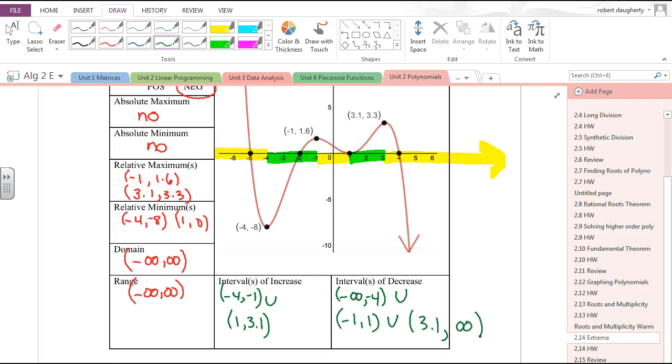So when I start over here at negative infinity, I decreased until I got to -4. I increased from -4 to -1. I decreased from -1 to 1. I increased from 1 to 3.1, and I decreased from 3.1 to infinity. So you stay on the x-axis for that whole interval, because the only time you talk about the y-axis is right here on the range. Okay, so everything else is x-axis intervals. Yes.